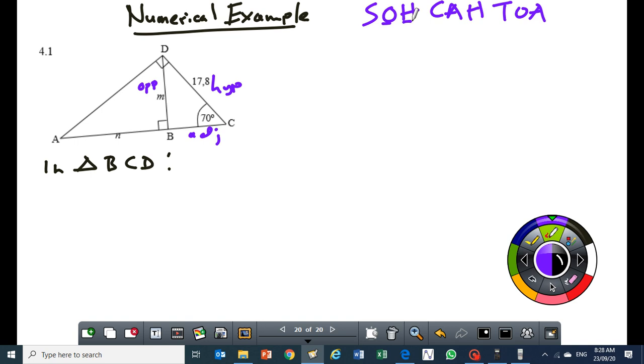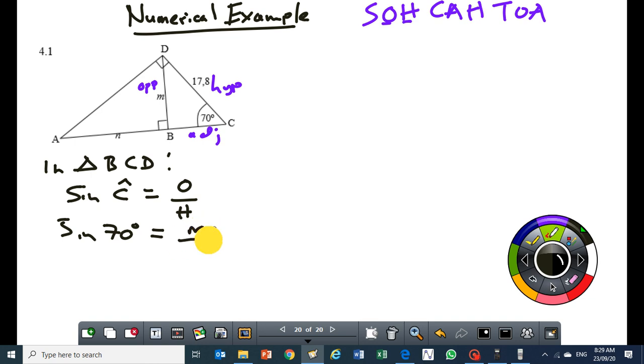So the first thing here is to say sine C is equal to the opposite side divided by the hypotenuse. Right? Generally, you get a mark for knowing which ratio you are supposed to use. So this becomes sine 70 is equal to the opposite side, which is m, the adjacent, sorry, the hypotenuse is 17,8. Okay? I hope you are following me.